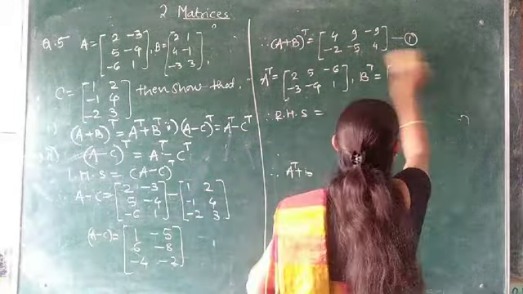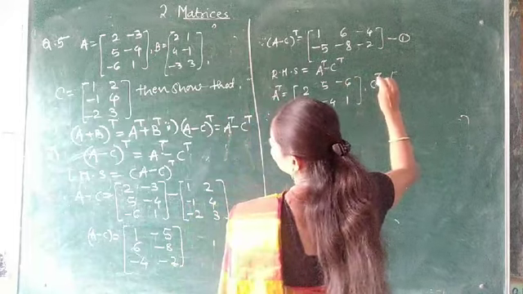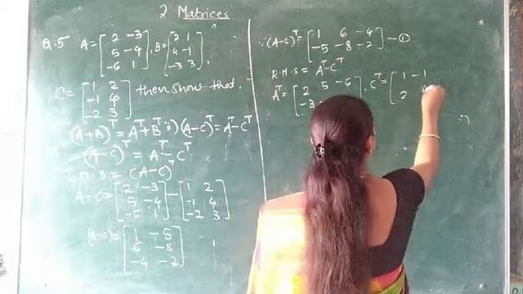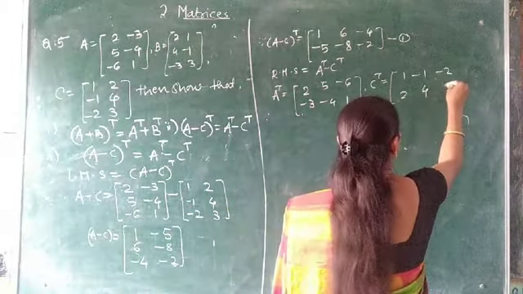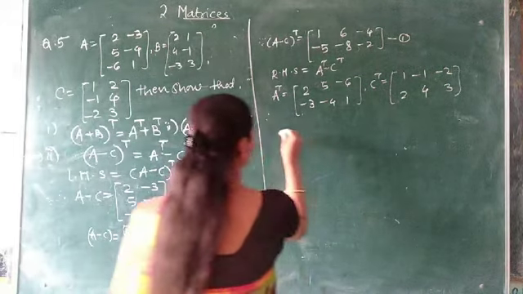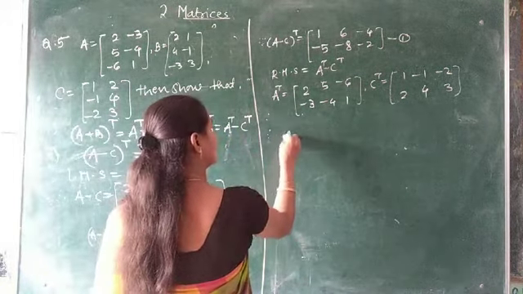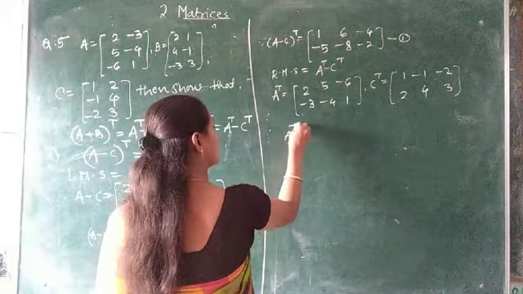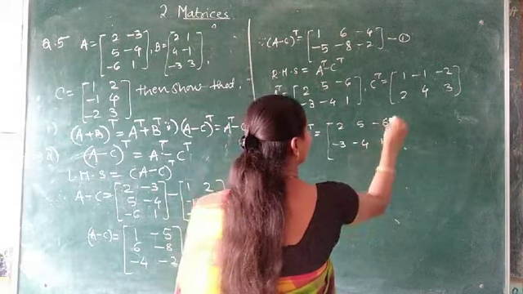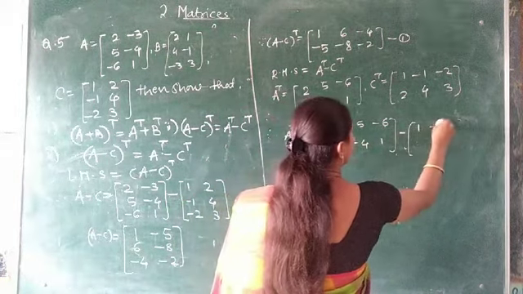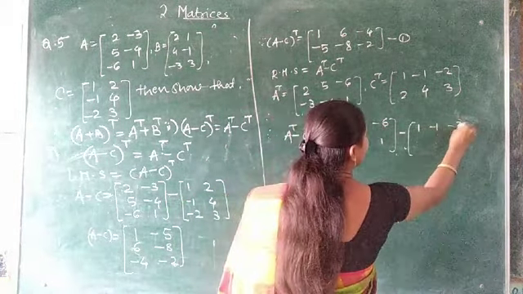So write A transpose: 2, minus 3, 5, minus 4, minus 6, 1. C transpose is 1, 2, minus 1, 4, minus 2, 3. Take subtraction of both of them: 2, 5, minus 6, minus 3, minus 4, 1, minus 1, minus 1, minus 2, 2, 4, 3.